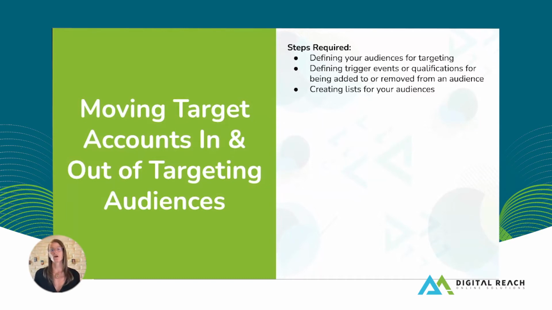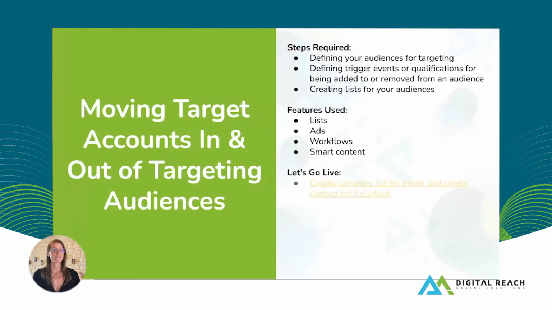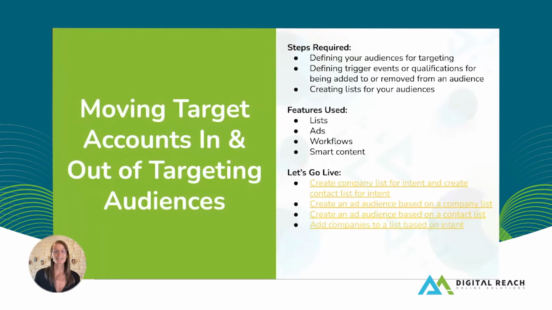So now we're going to go ahead and go into the features that are used. So we're going to use lists, we're going to use ads, we're going to use workflows, we're going to use smart content. Now let's go ahead and go live. We're going to create a company list for intent and create a contact list for intent. We're going to create an ad audience based on a company list, and we're going to create an ad audience based on a contact list, and we're going to add companies to the list based on intent, and we're going to add contacts to the list based on company intent and buying role. And then we're going to change the content delivery using smart content and those lists.